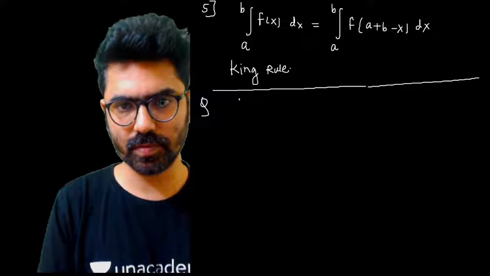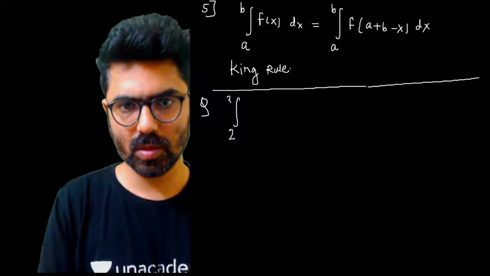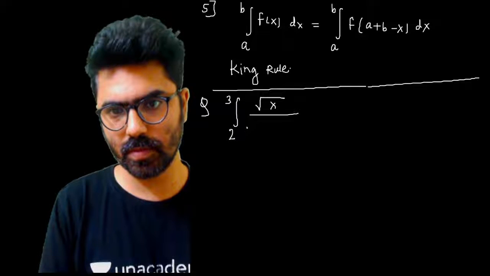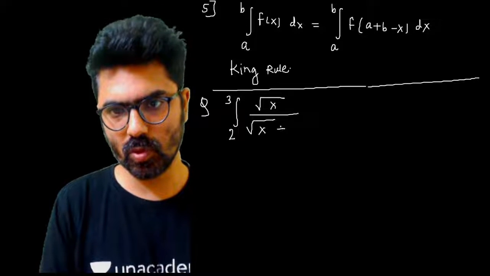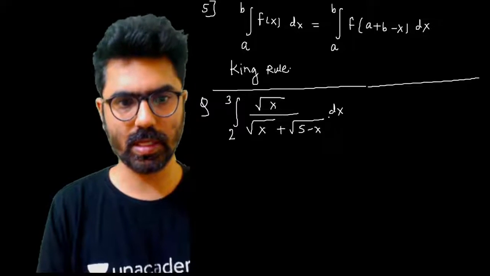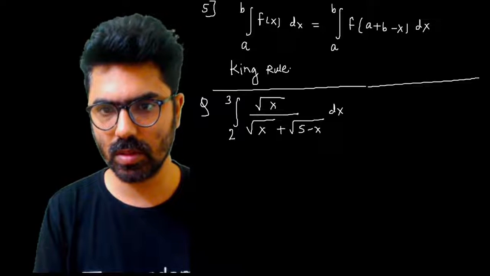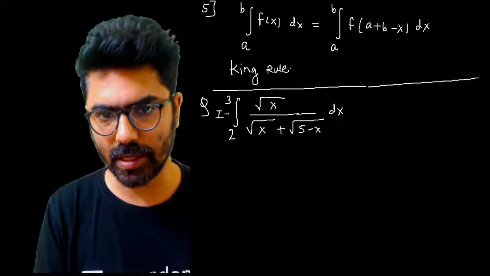This is the first question. Let's say the integral from 2 to 3 of root x upon root x plus root of 5 minus x dx. Okay, this is the first question which we are solving on this. Let's assume this equation as I.